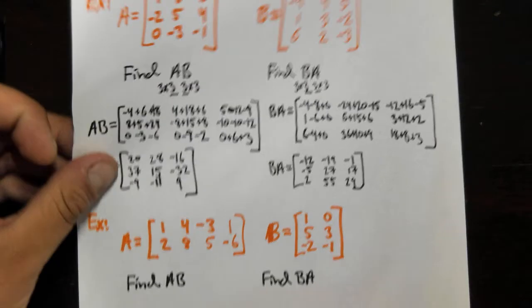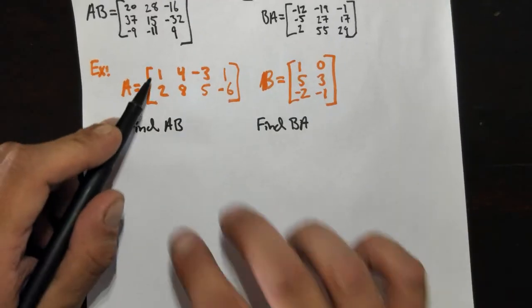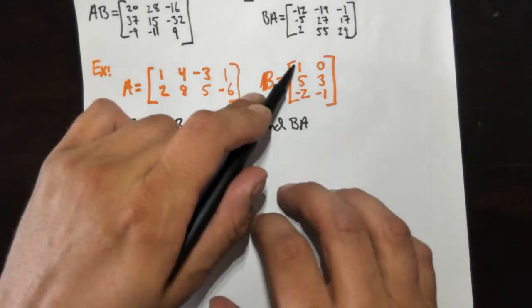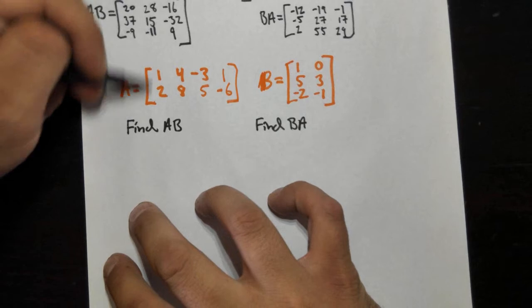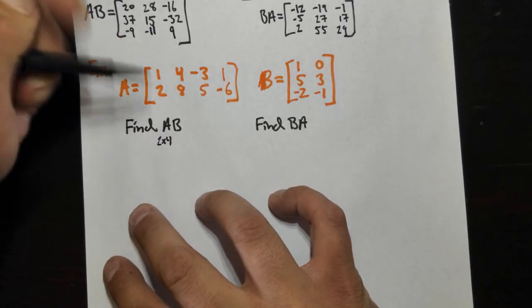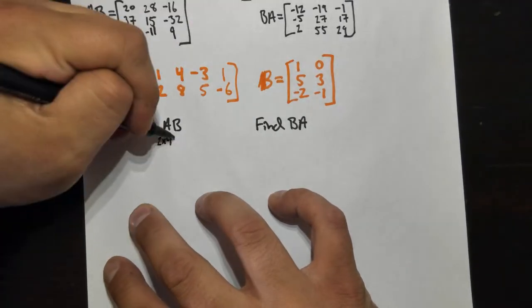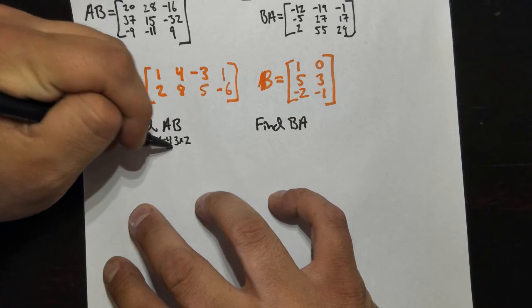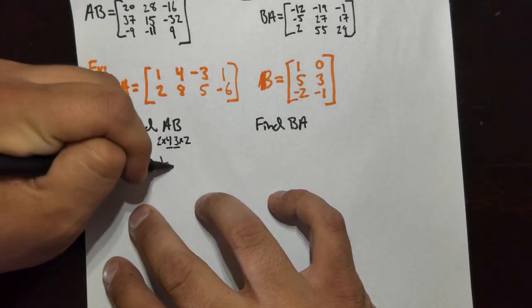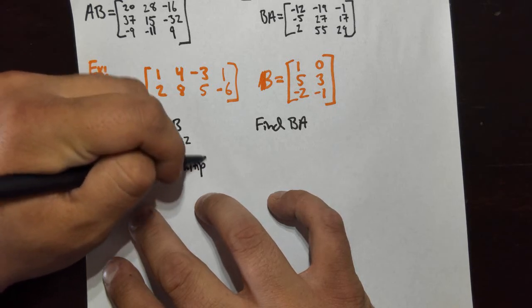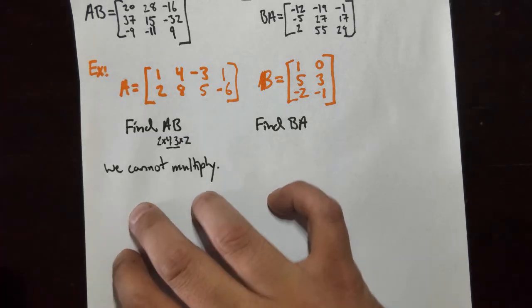All right, last one. So now A, we have a 2 by 4, and B is a 3 by 2. So let's see if we can find AB. Well, A is a 2 by 4, and B is a 3 by 2. These numbers aren't the same, so we cannot multiply. All right, let's find BA.